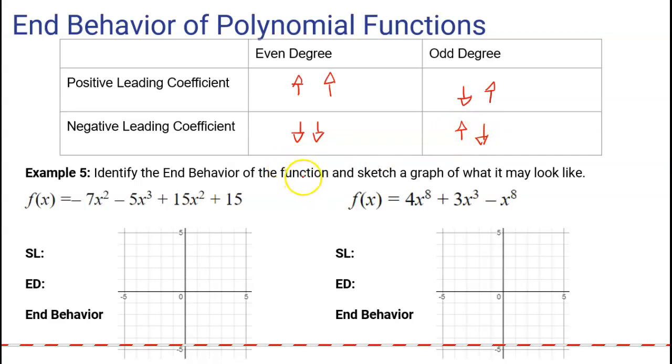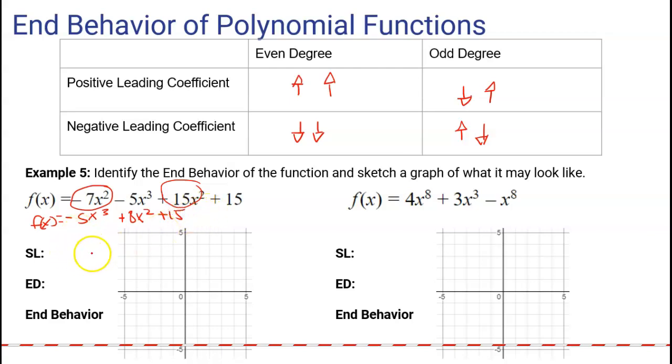So in example 5, we're asked to identify the function behavior and sketch what the graph might look like. I'm going to look at my function first to make sure it's in standard form. It is not. So I'm going to group my like terms right here and rewrite it in descending order. So I'll have -5x to the third plus 8x squared plus 15.